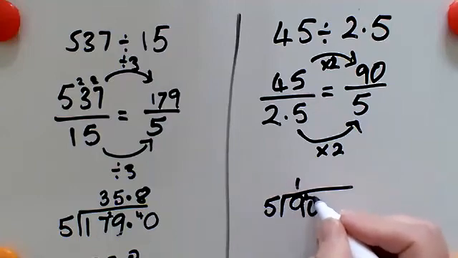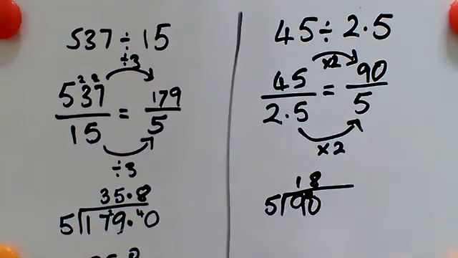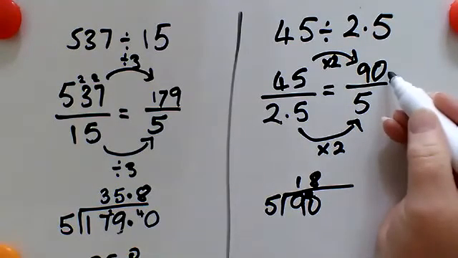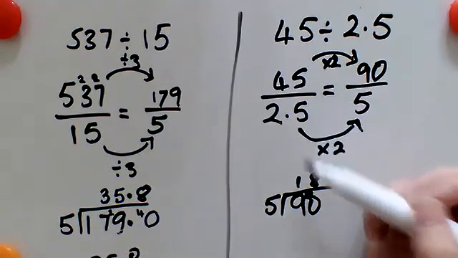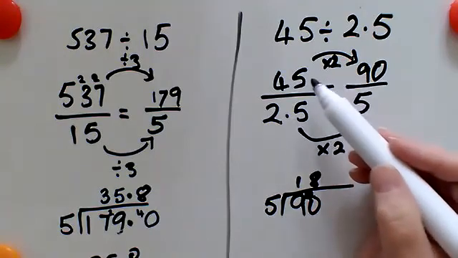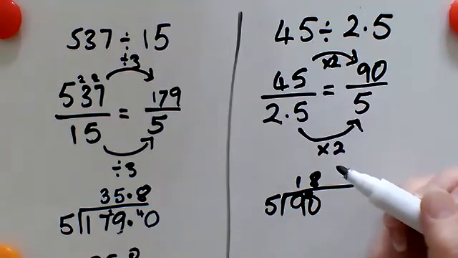So I can work that out nice and easily. So my answer is 18. 5 goes into 90 18 times, and therefore 2.5 will go into 45 18 times.